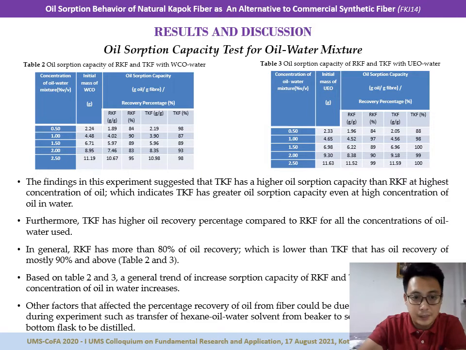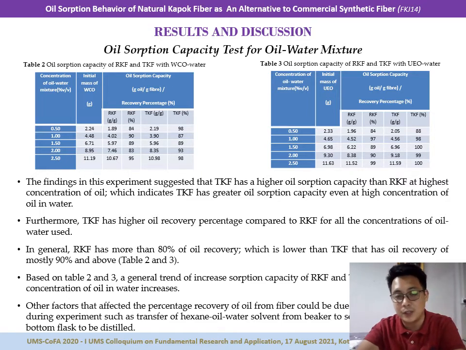So based on table 2 and 3, a general trend of increased sorption capacity of raw kapok fiber and treated kapok fiber was observed as the concentration of oil in water increases. Other factors that affected the percentage recovery of oil from the fiber could be due to the material handling during the experiment, such as the transfer of hexane oil water solvent from beaker to separatory funnel to round bottom flask to be distilled.